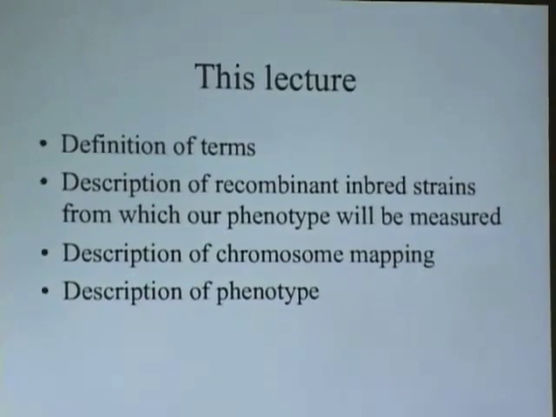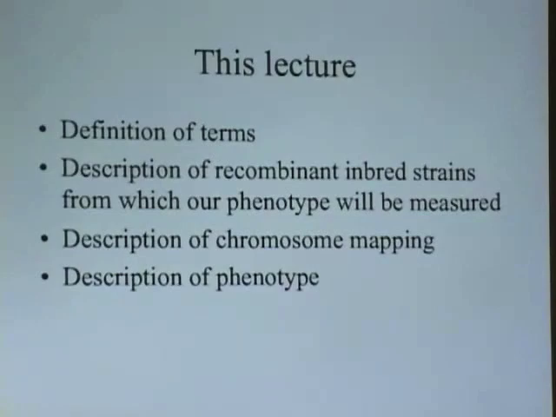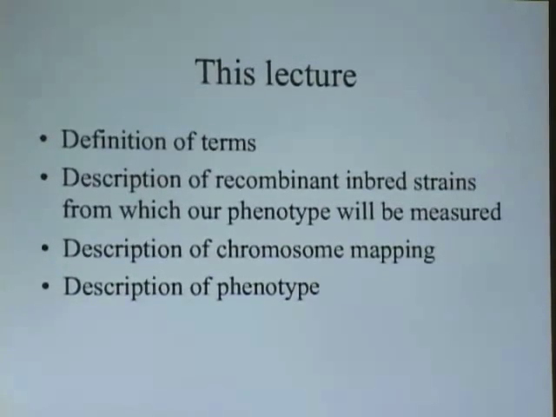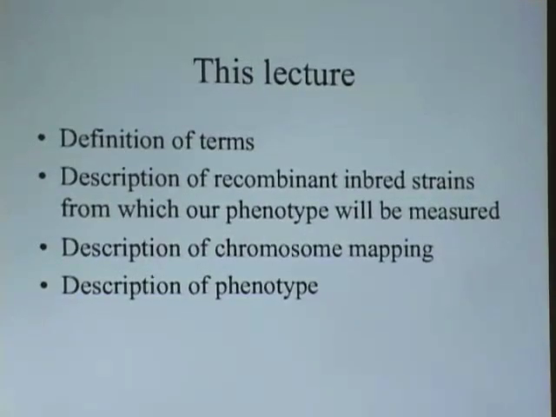So what did we do in this lecture? We defined some terms. I described recombinant inbred strains, from which our phenotype is going to be measured. You're going to measure the phenotype. We talked a little bit about chromosome mapping, and I told you a little bit about the phenotype.